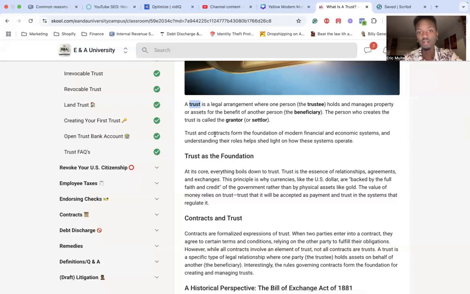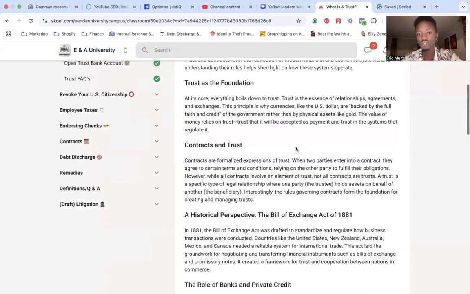So trust and contracts form the foundation of modern financial and economic systems, and understanding their roles helps shed light on how these systems operate. So I'm going to go through, guys, the history of what a trust is and how it got built. So a trust is a foundation. It's a core everything boils down to, right?